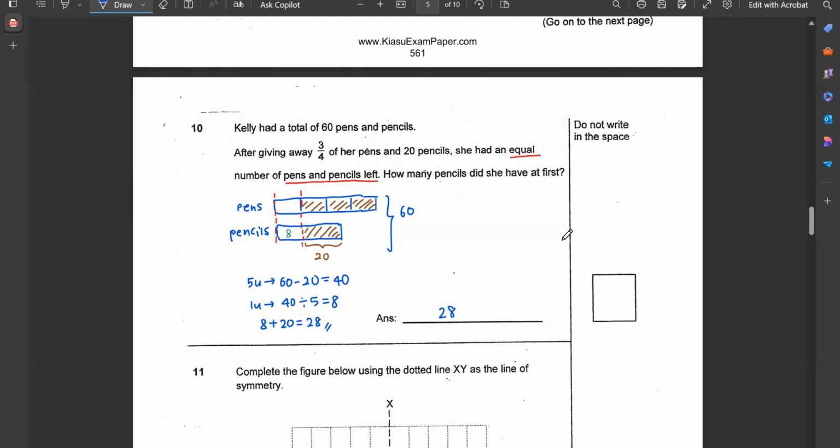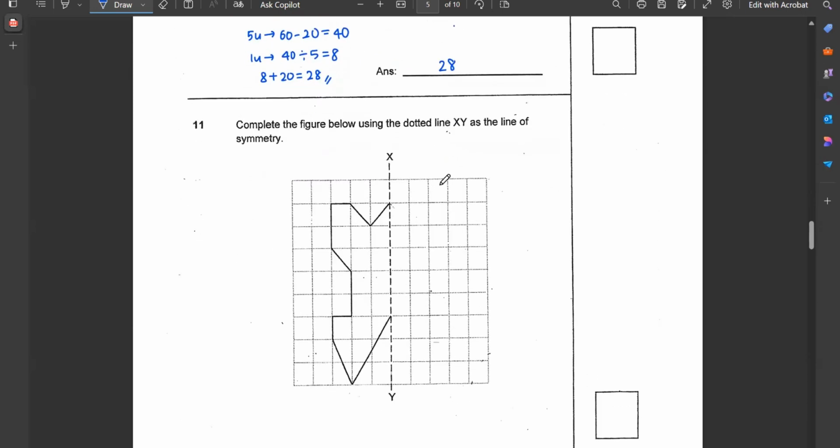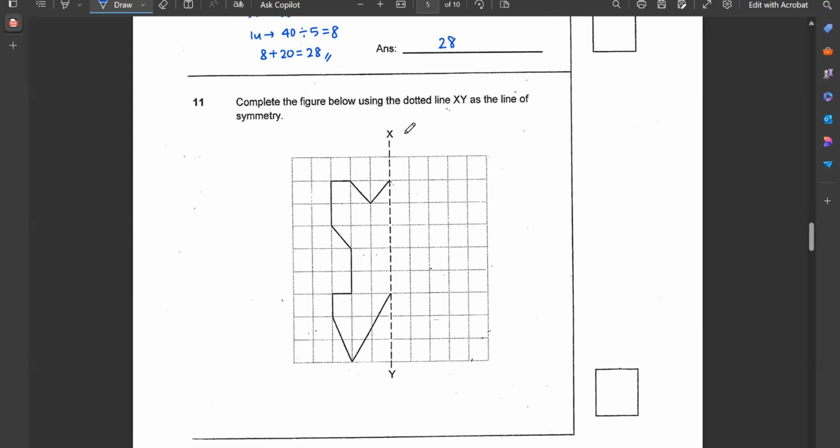Okay, we'll move on to question 11. Complete the figure using the dotted line XY as your line of symmetry. So this is your line of symmetry. The left-hand side diagram is shown already. You just need to draw the mirror image on the right-hand side.